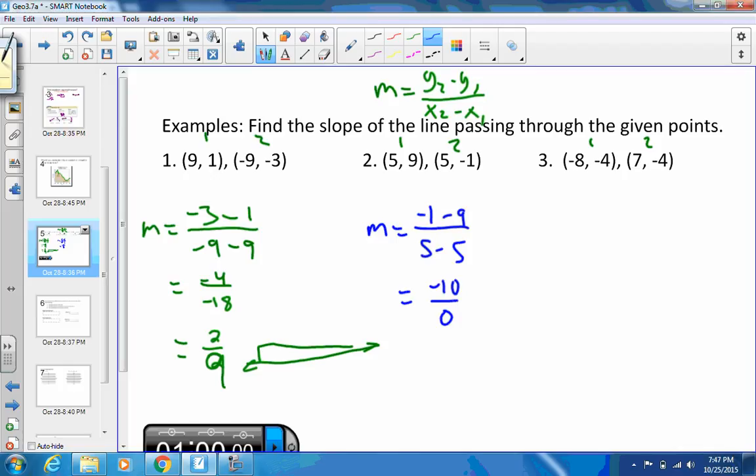Now, what does that mean? If you go up or down 10 and over 0, that's a vertical line. That means that is an undefined slope. And the reason here is you can't divide anything by 0 anyway. That's not possible. So this would be undefined.